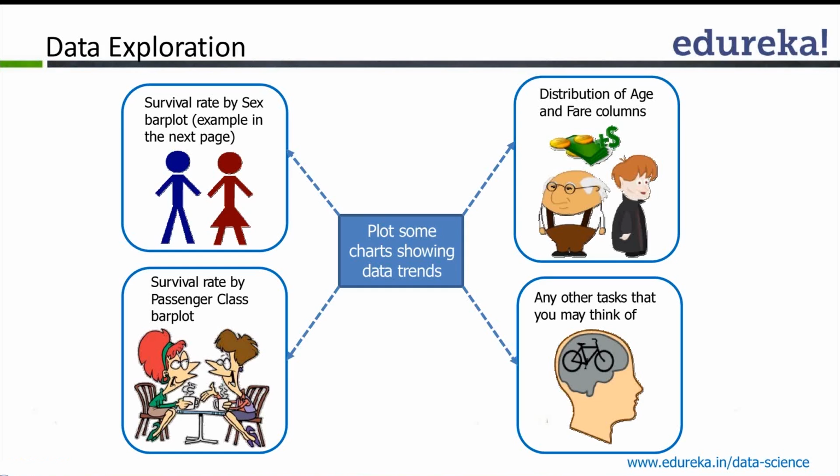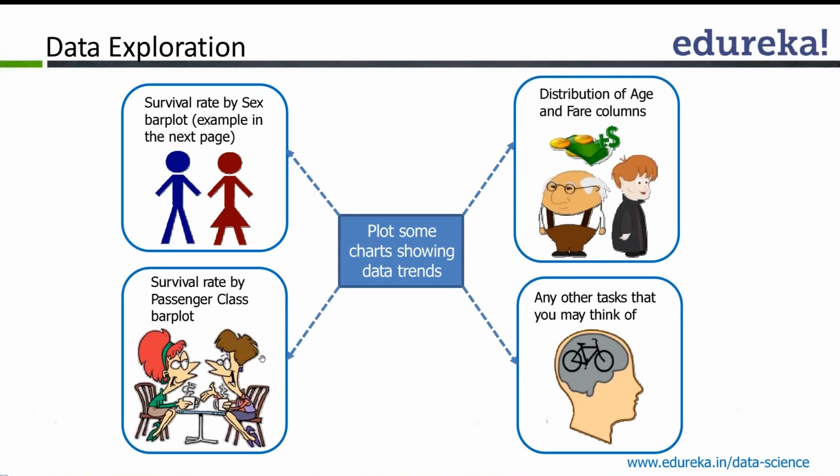That's something you can do. And then similarly, what is the distribution of my age? How many children are there? How many adolescents are there? And so on. And similarly, the distribution of the fare column, the ticket price. How many people paid more than others? This again has indirect implications on socioeconomic status, which indirectly impacts the chance of survival.